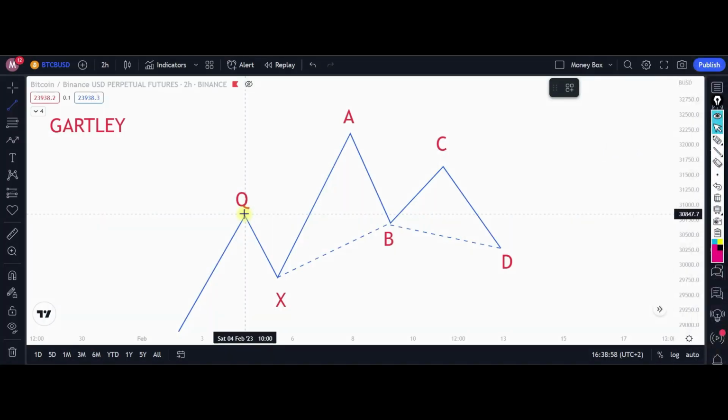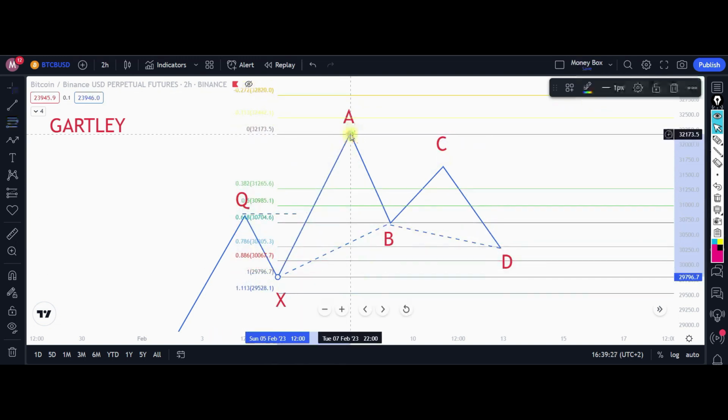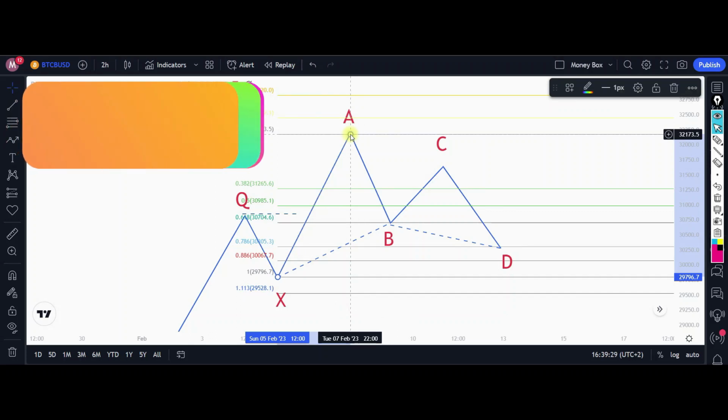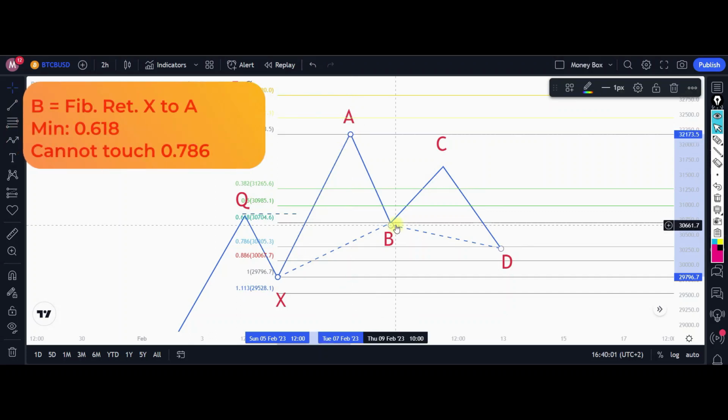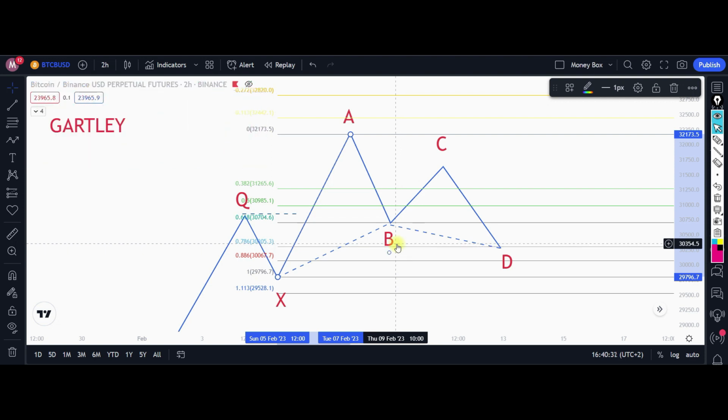Like the bat pattern, we expect a swing from X to A by breaking the Q level, and point B is a minimum 0.618 Fibonacci retracement level of X to A. An important detail here: the price might pass slightly above or below 0.618, but shouldn't touch 0.786, otherwise the pattern becomes invalid.